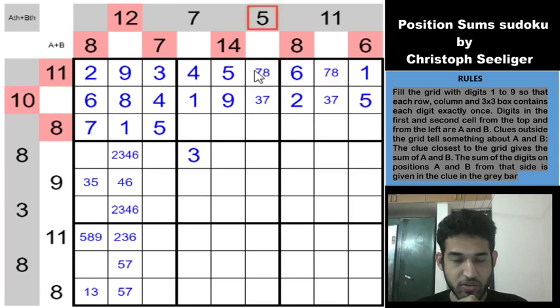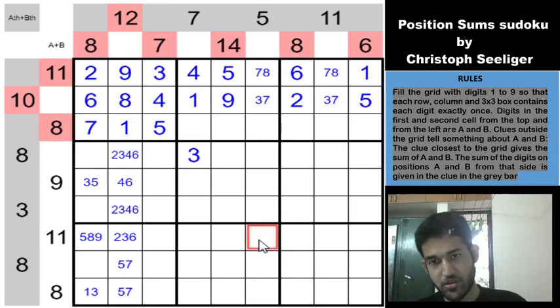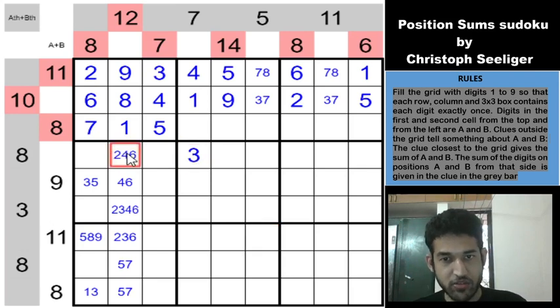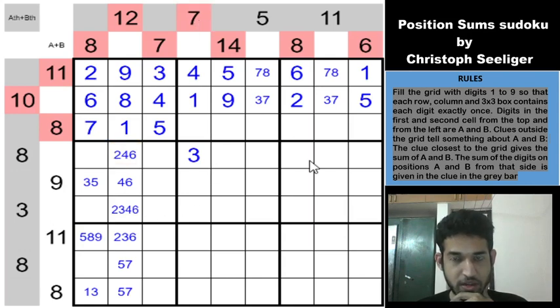Okay, so this 5 clue is the sum of the digits in either the 7th or the 8th position and the 3rd or the 7th position. Okay, this 3 eliminates the 3 from here, so we'll have 2, 4 or 6 here. So this clue is also done, right? So let me take that off. And the 11, okay, 7th or 8th cell and the 3rd or the 7th cell, not really helping us.